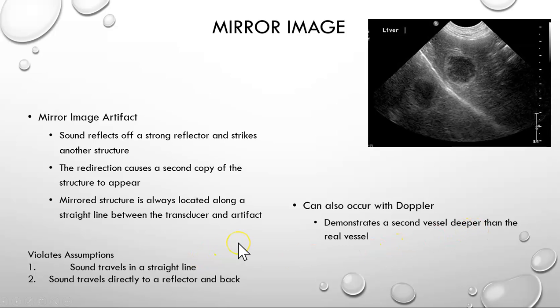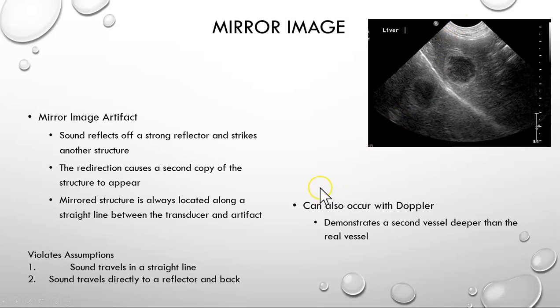A mirror image artifact is when sound travels off of a strong reflector, strikes another reflector, and then returns to the transducer. The redirection causes a second copy of the structure to appear. We can always recognize mirror image artifacts because the mirrored structure is always located along a straight line between the transducer and the artifact. So in this case it's a straight line to the mirrored structure here. Sound travels in a straight line, hits the reflector, bounces off the structure, and goes back to the transducer.